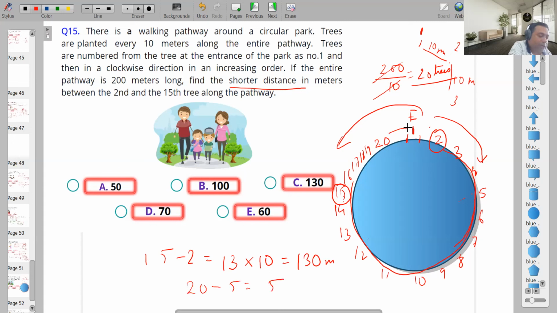Okay, and you have then another two distances, 20 to 1 and 1 to 2. So 5 plus 2 is 7, and 7 times 10 is only 70 meters. So which one is shorter? Of course, 70 meters is less than 130 meters, so this distance is shorter. So if he goes anti-clockwise, that will be a shorter distance, and the correct answer will be 70 meters, which is option D. All right. Okay, let's move to the next question.